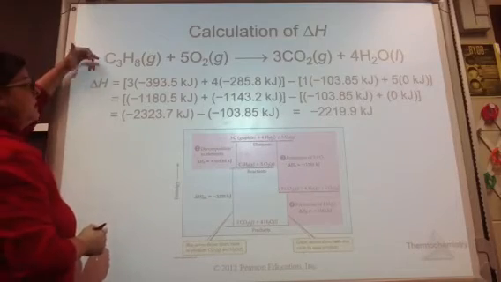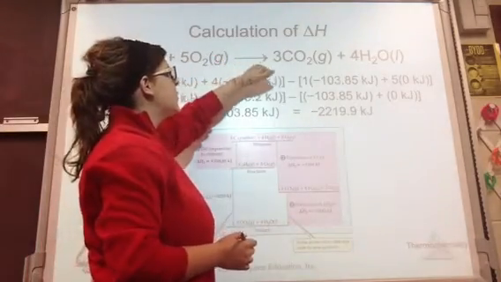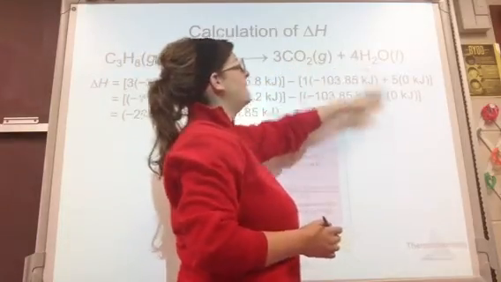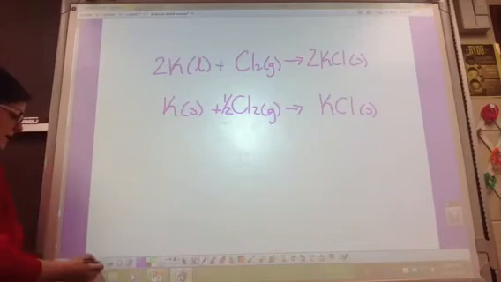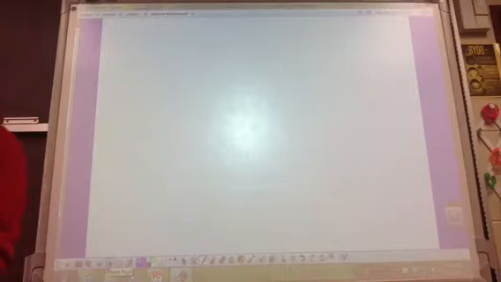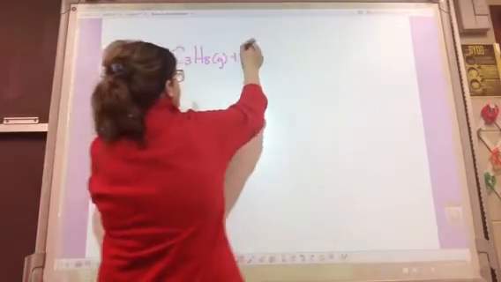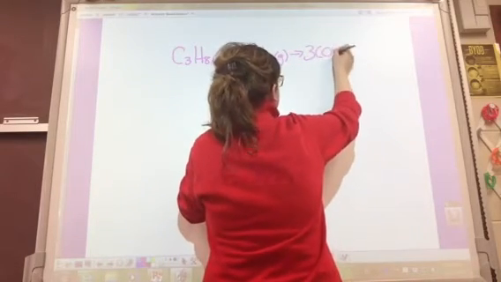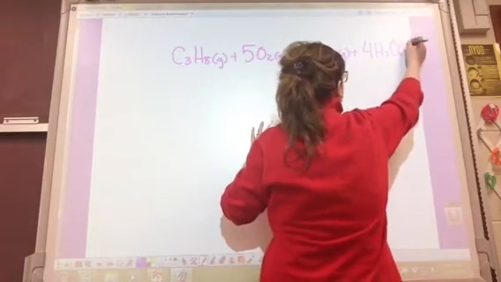So this is my reaction. C3H8 gas plus 5 oxygens in the gaseous form will produce 3 moles of carbon dioxide gas and 4 moles of liquid water. So let me just rewrite that on the Promethean board. Let's just go through this process slowly. I have C3H8 gas plus 5 O2 gas produces 3 CO2 gas plus 4 H2O liquid.